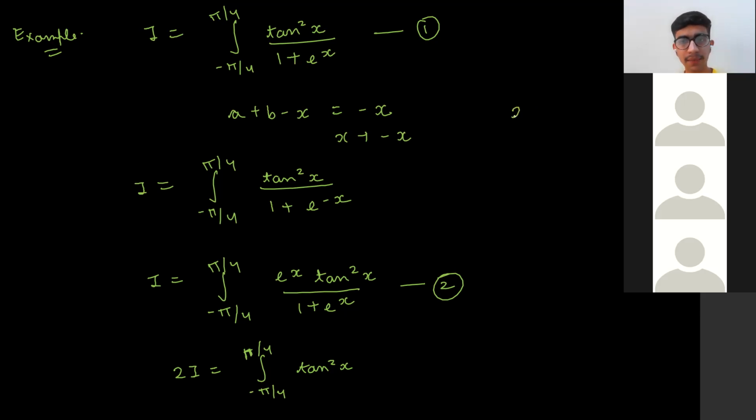So I can write 2I is equal to 2 times the integration from 0 to pi by 4 of tan square x dx. This 2 and 2 cancel out. So you just have to solve the integration from 0 to pi by 4 of tan square x dx. Now this we can do, we know how to integrate tan square x. We'll write tan square x in terms of sec square x and then we do the integration. Do it and tell me the final answer. 1 second.